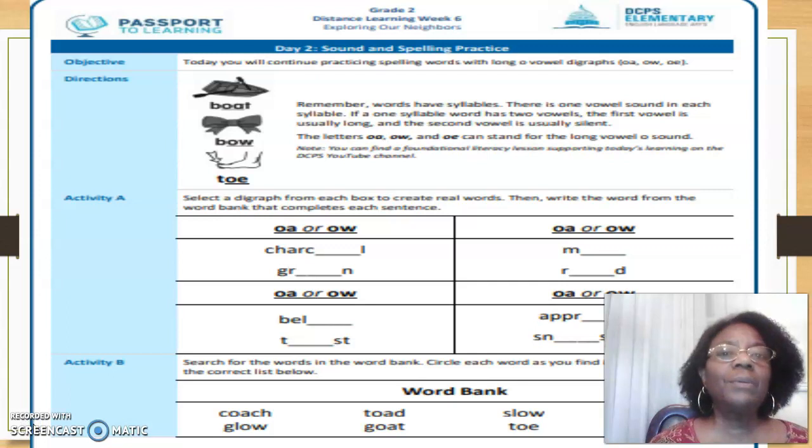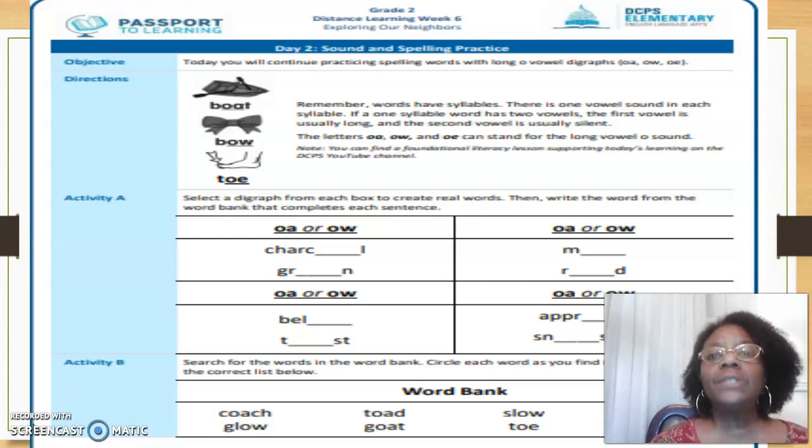Now, as you know, we're going to be reading about Mexico this week. But before we do, we're going to look at sound and spelling. Sound and spelling of the long O sound again this week. So our objective says, today you will continue practicing spelling words with long O vowel digraphs OA, OW, and OE.